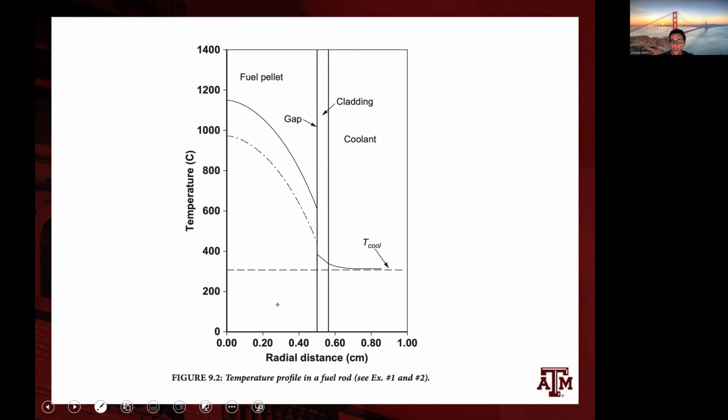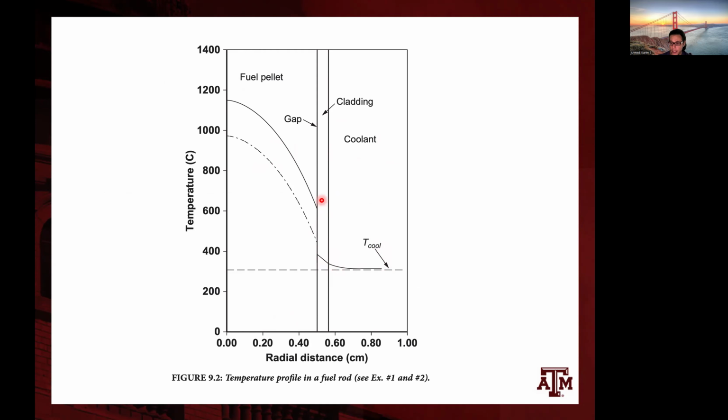So in general, if you look at any nuclear engineering textbook, the solution will look something like that. Again, there are different modes of heat transfer. There is heat transfer by convection in the coolant. That's where we calculate the T coolant until it reaches the cladding. Then there is heat conduction in the cladding.